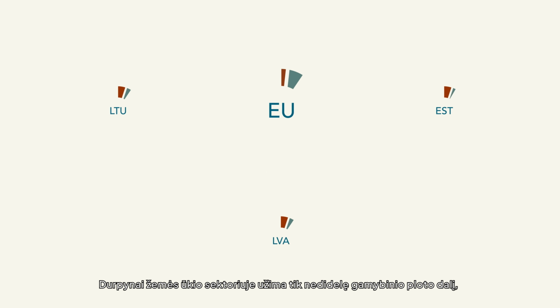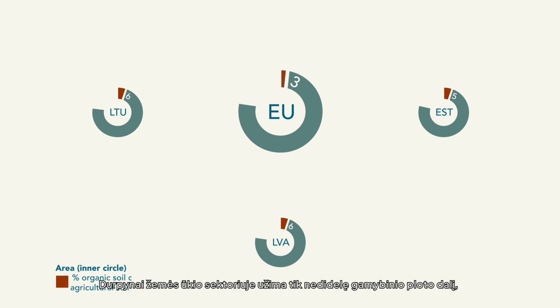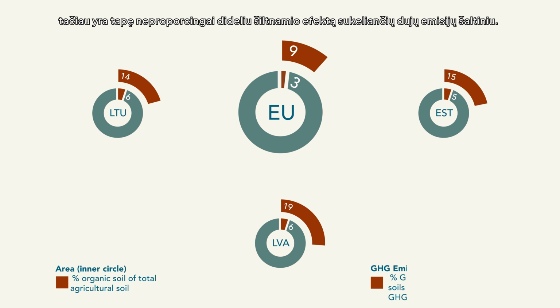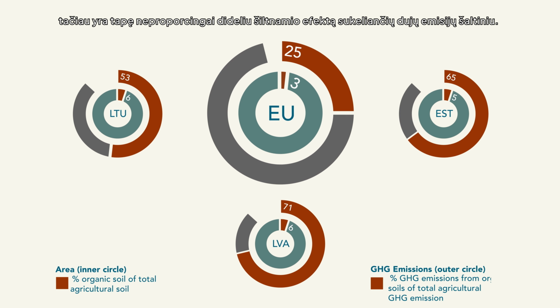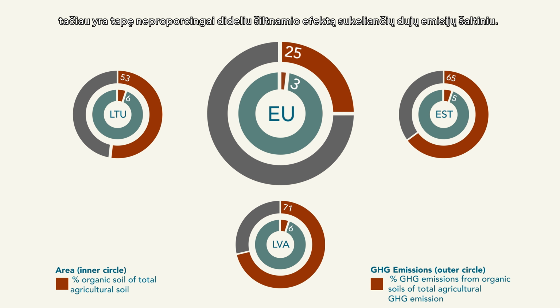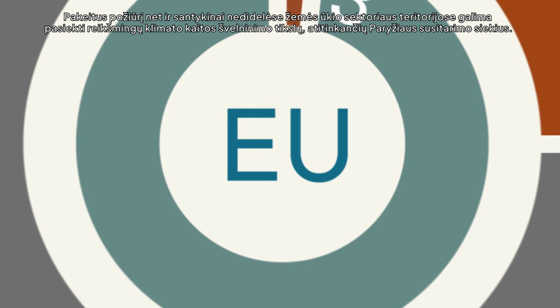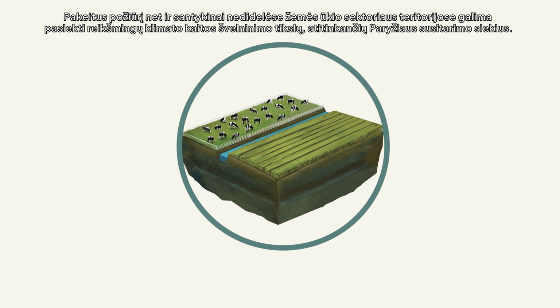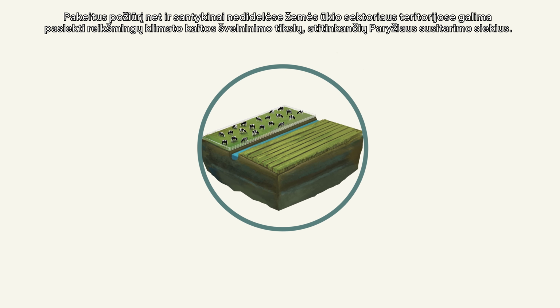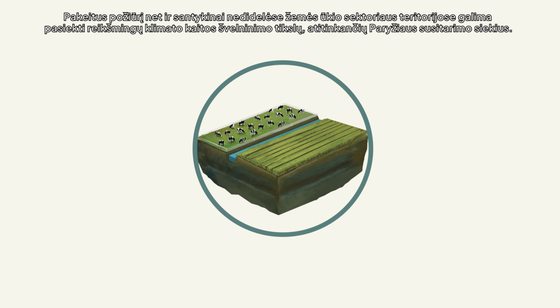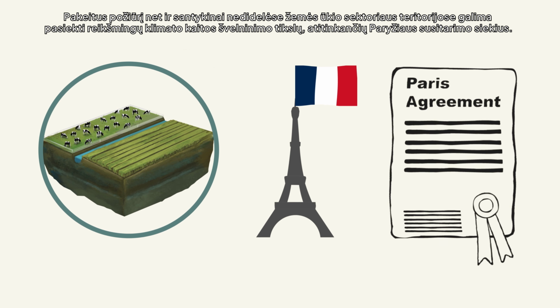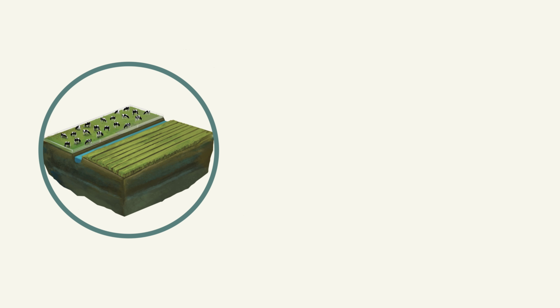In the agricultural sector, peatlands occupy only a small fraction of the total production area. However, they produce disproportionately high amounts of greenhouse gas emissions. By focusing climate action on a relatively small area, significant climate change mitigation targets could be achieved in the agricultural sector that are in line with the Paris Agreement.